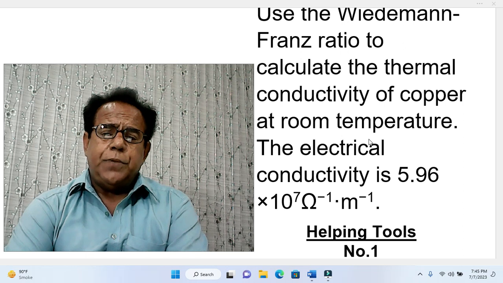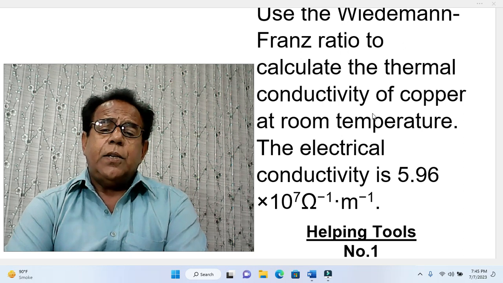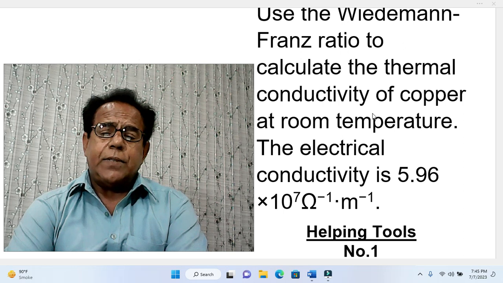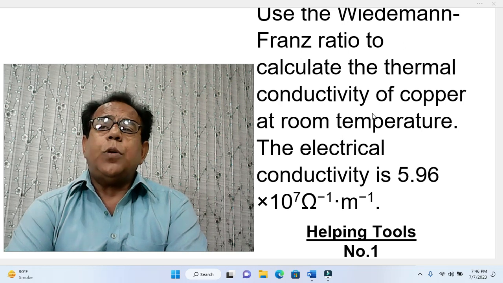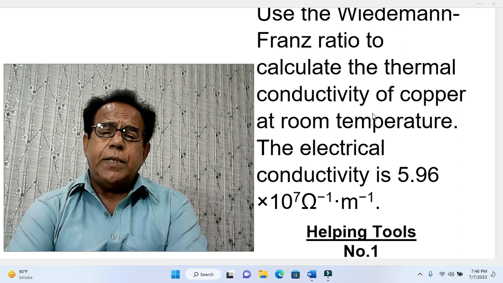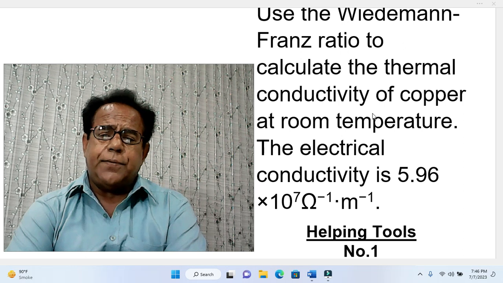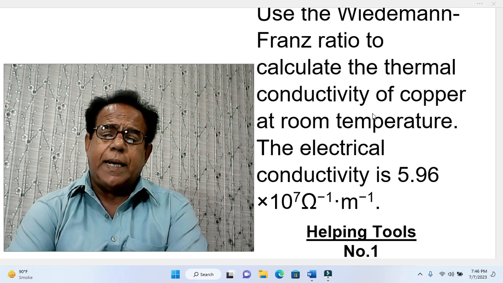Quite similar to the previous problem. Here once again it is important to point out that this value, the electrical conductivity, 5.96 into 10 to power 7 per ohm per meter, is also given in a lot of tables used in the books of solid state physics. Hence even if this value is not given here, we can take it from those tables.